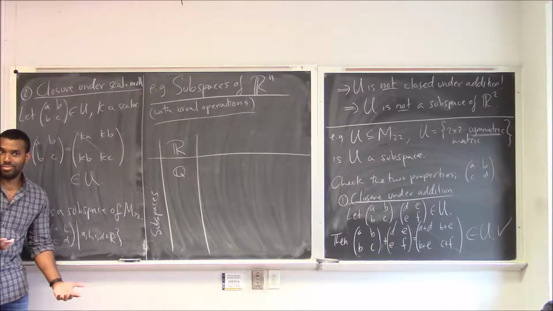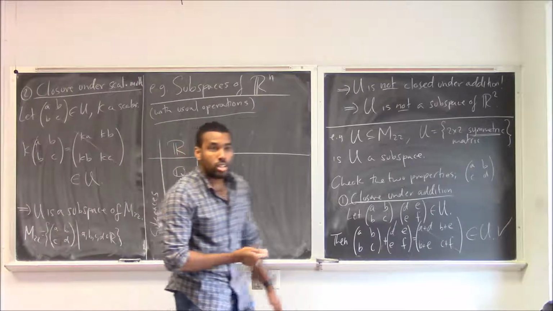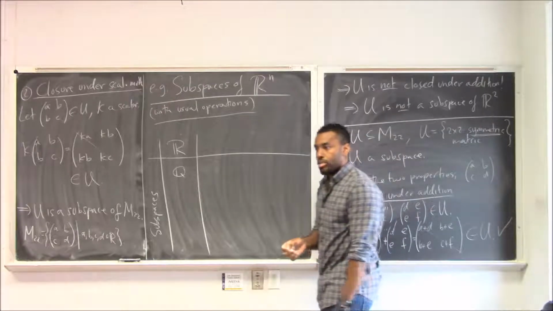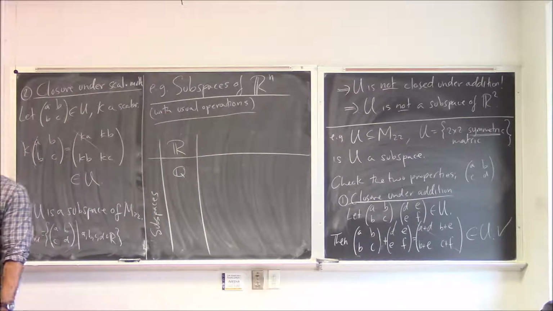I think so. What do you have to verify? You have to verify two properties. Is it closed under addition? If I add two rational numbers, do I get a rational number? Yes, that works. Is it closed under scalar multiplication?